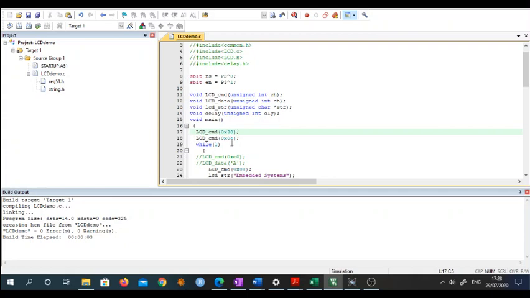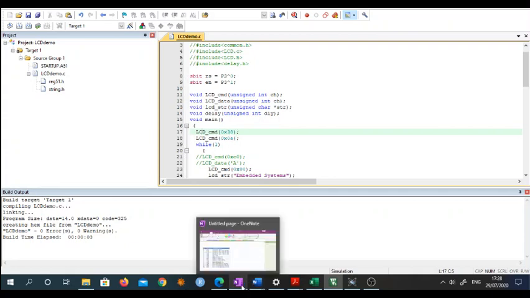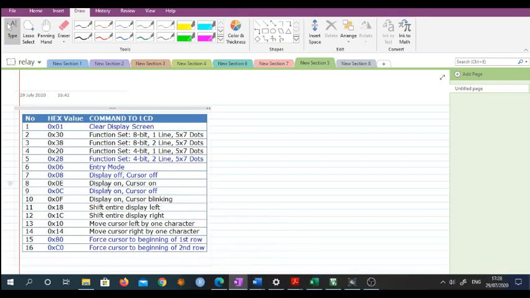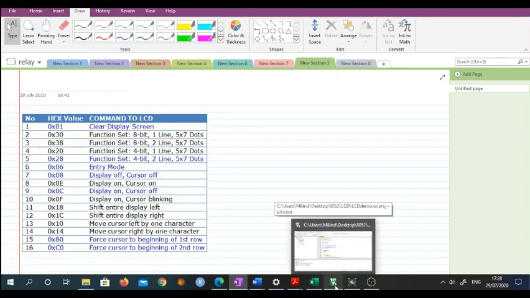Then I am using 0x0e. Again you observe here, 0x0e is display on, cursor on. So the moment I turn my simulation on, I will observe that my display is on and cursor is blinking. So 0x0e is the next command that I am issuing to the LCD.